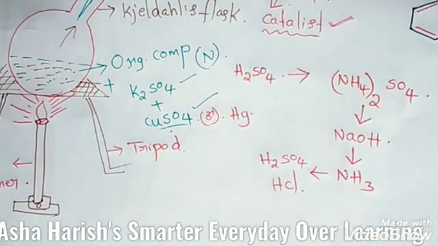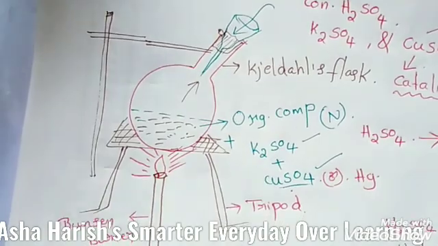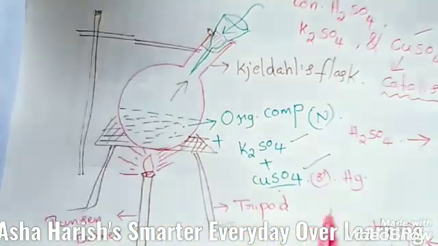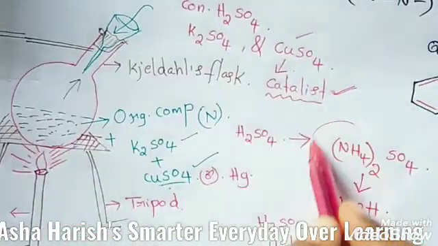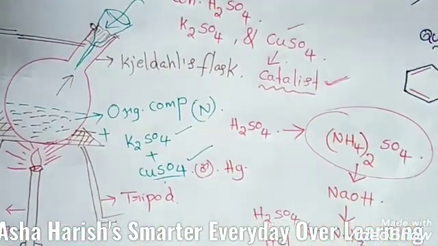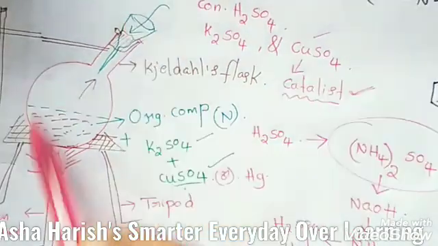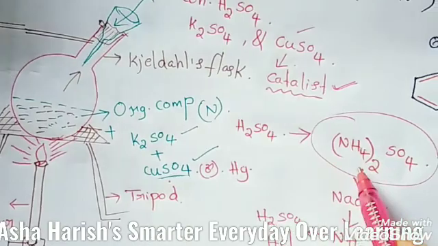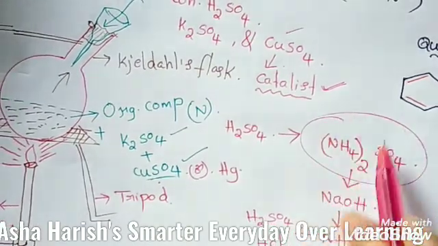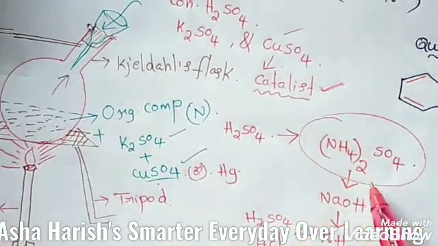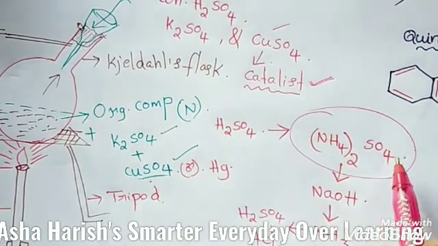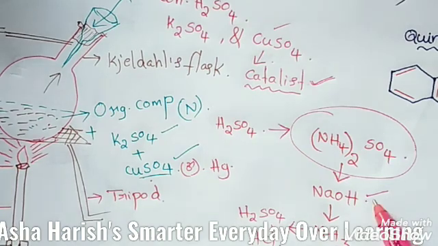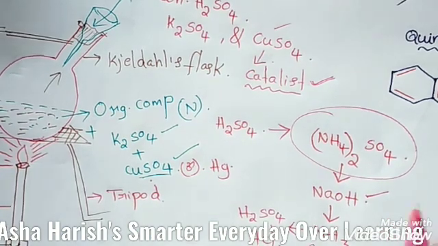Okay students, here is the first Kjeldahl flask. While we are heating the complete solution, the formation of ammonium sulfate takes place in this Kjeldahl flask. After that, this digested solution, which is ammonium sulfate, we have to treat with NaOH solution. Then what you should get? Ammonia fumes.